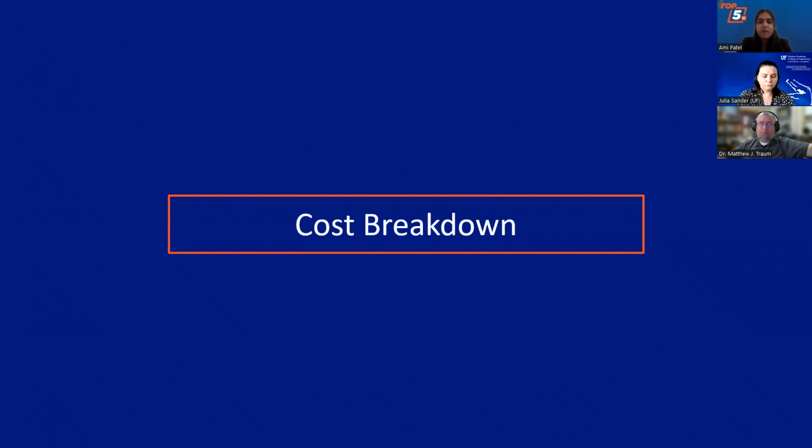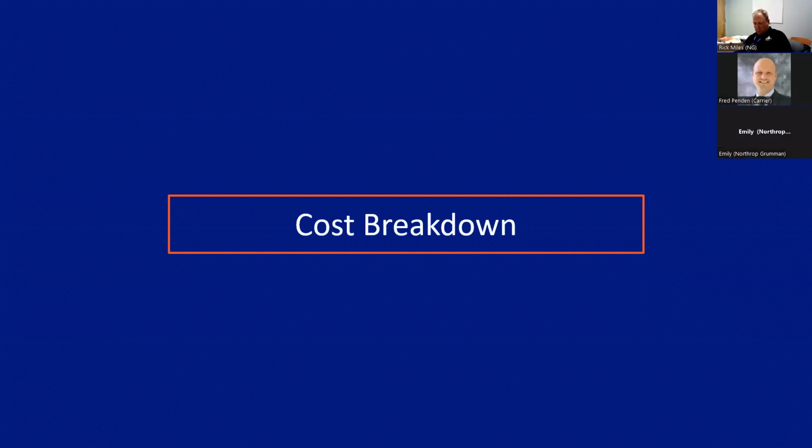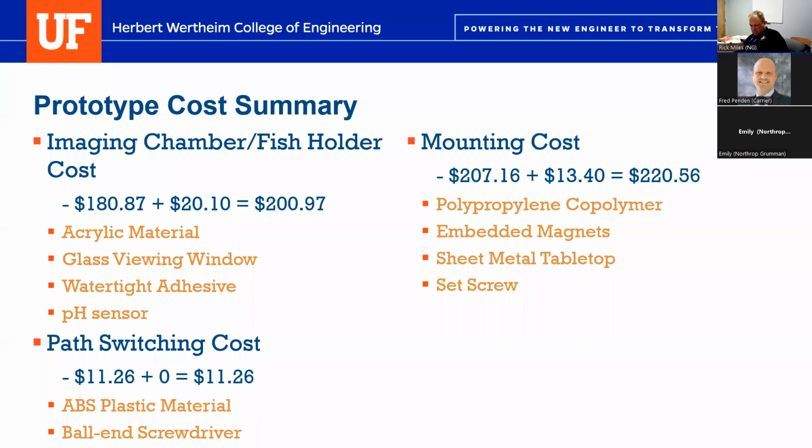This cost breakdown will outline the total cost to develop a prototype and a 100-unit production run of our design. To develop a prototype of our design, the customer has provided us with a $450 budget. The material cost for the imaging chamber and fish holder sums to $180.87. Using the University of Florida Fabrication Lab's laser cutting service for 67 cents per minute to cut the acrylic material and the glass viewing window, the manufacturing cost totals to $20.10. So the total cost of these 2 subsystems is $200.97.